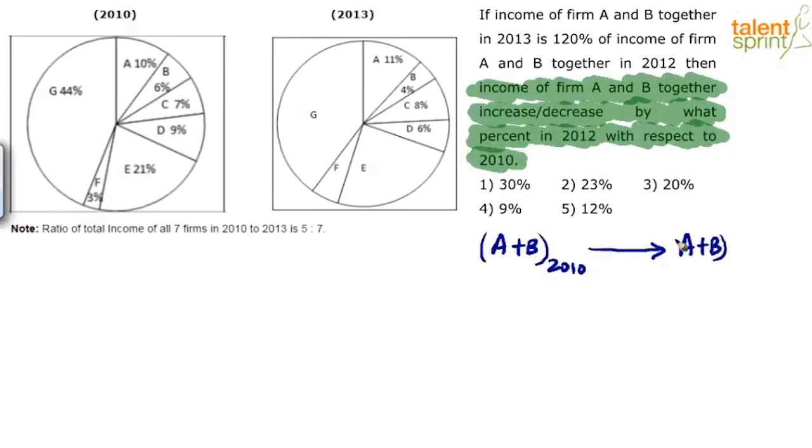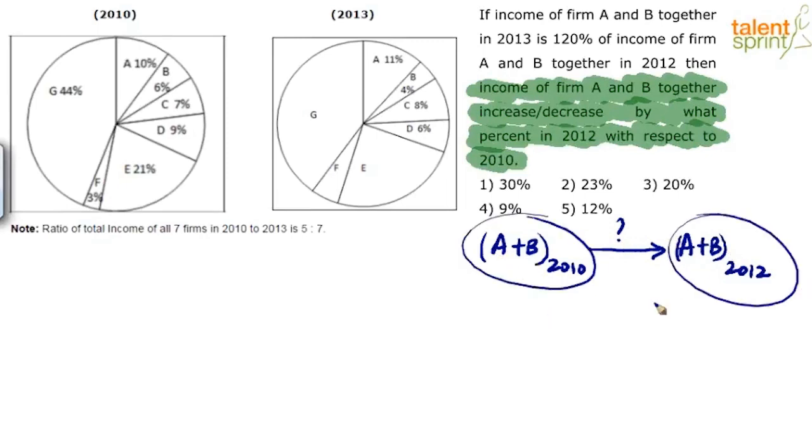How much is the change? Increase or decrease? And you know how to calculate this, right? I mean, final minus initial by initial into 100. This is the final value. This is the initial value. So final minus initial by initial into 100. Now A and B together in 2010 is very clearly known to us. A and B together in 2010: 10% plus 6%. 16%. 16% of 5x.